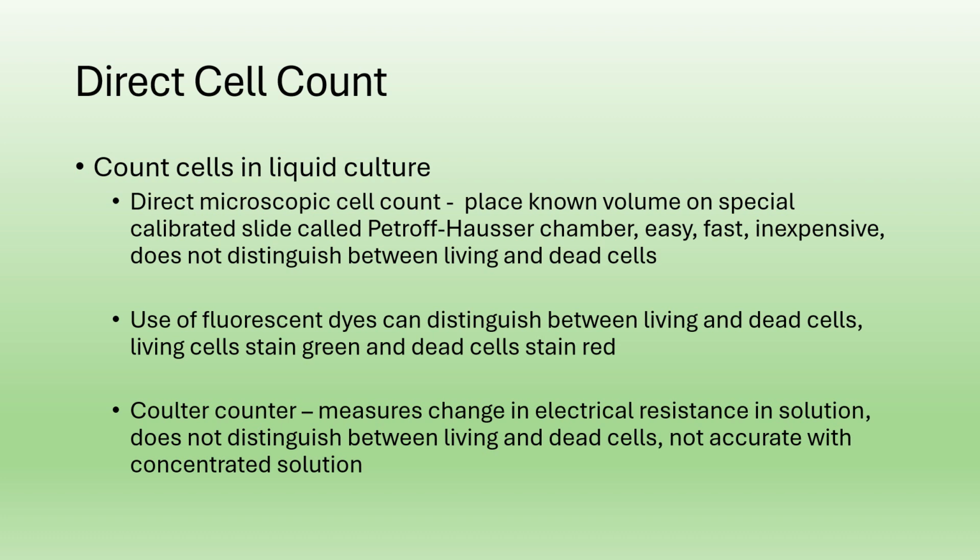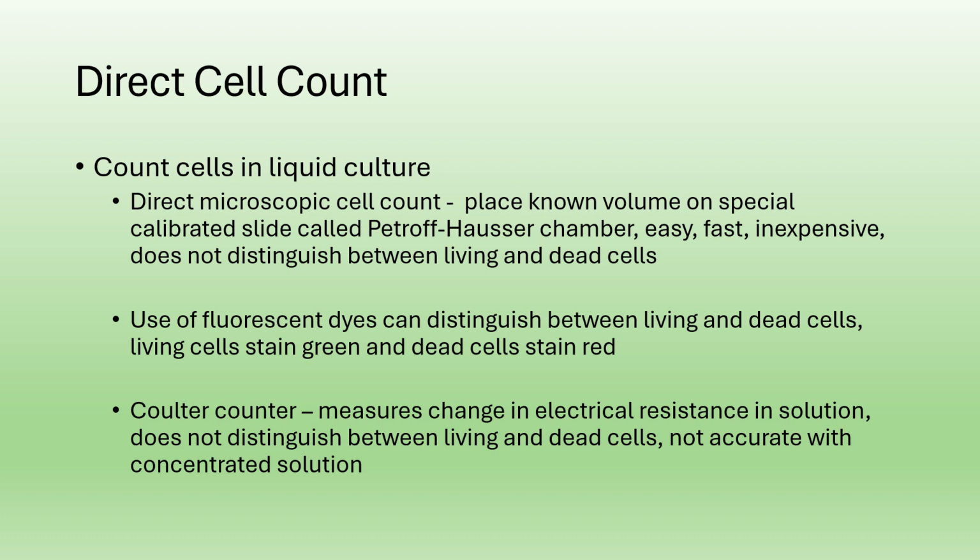You can count the number of cells in liquid culture. How do you do this? You can do a direct microscopic cell count. You have these special slides. They're calibrated. There's like a graph on it, and you put a known volume on one of these special slides. It's very fast. It's very easy to do. It does not distinguish between living and dead cells. You're just doing a total count.